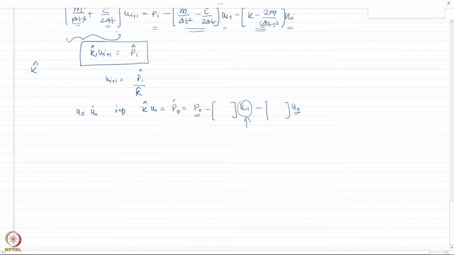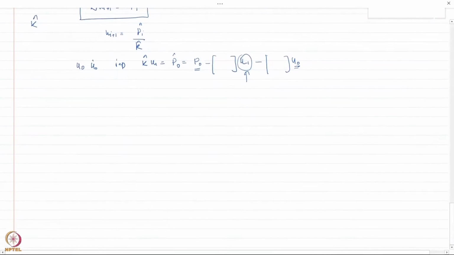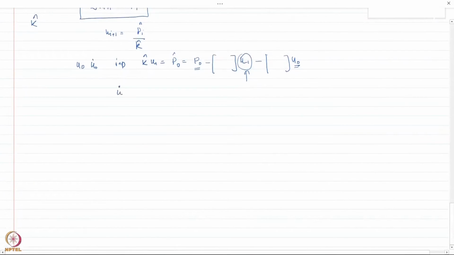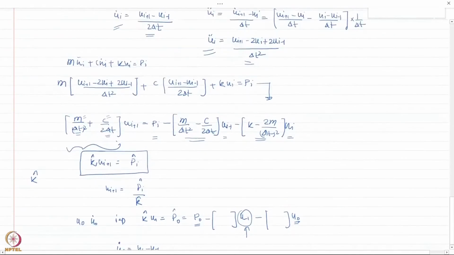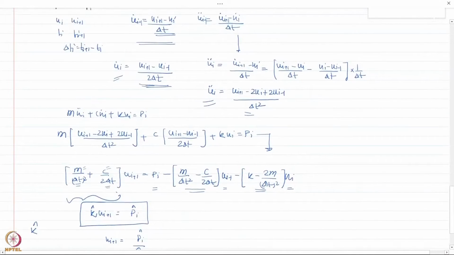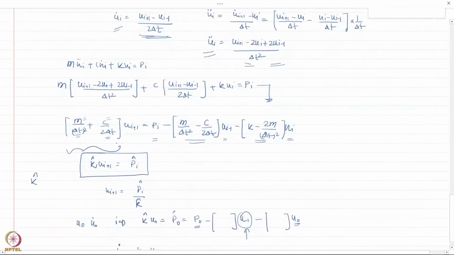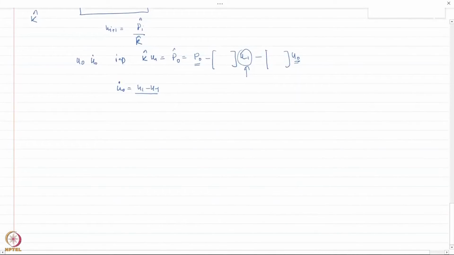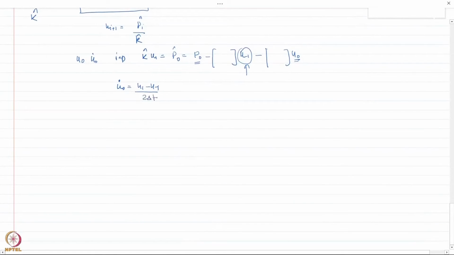So to get u minus 1, consider it to be another constant that needs to be determined. And the way we find it is using the initial condition, where we write down u dot 0 is equal to u1 minus u minus 1, divided by 2 delta t. I'm using the same expressions that we have used for velocity and acceleration. And u double dot 0 is equal to u1 minus 2 u0 plus u minus 1 divided by delta t square.